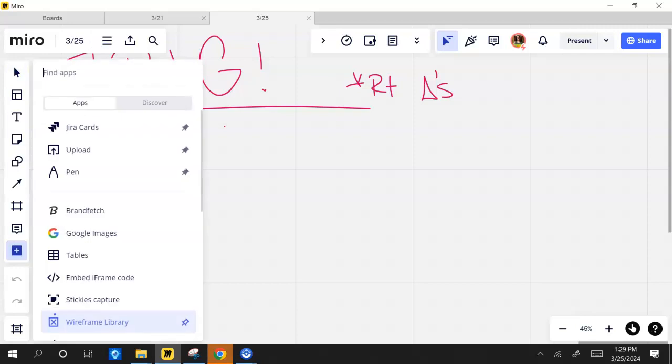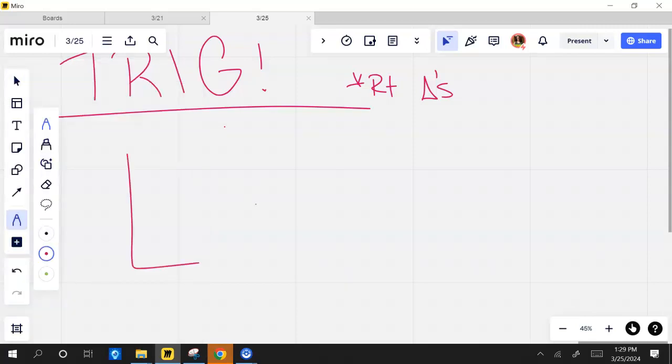Right triangles. My pen's back. Right triangle means it has a 90-degree angle. Hypotenuse is the side across from the 90 degrees. It's always the longest side. Now, my theta, I can go from either of the acute angles. Why are they both acute? Together they have to add to 90, so each one of them has to be less than 90.